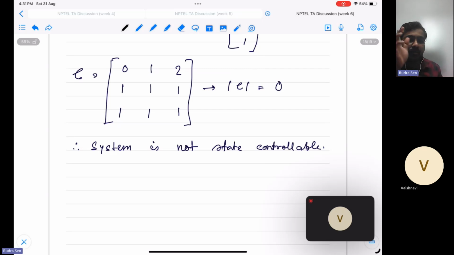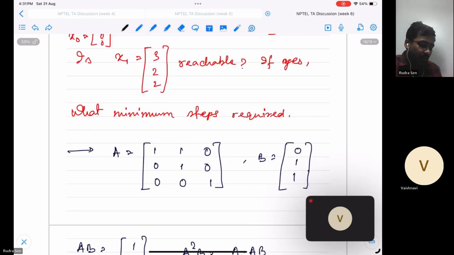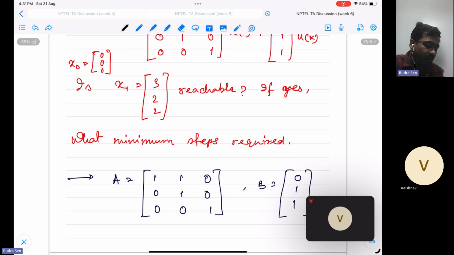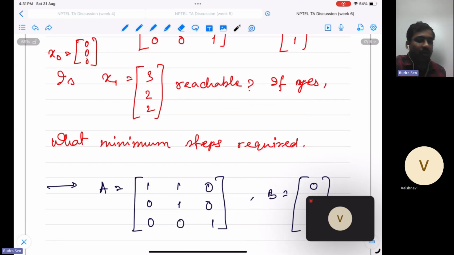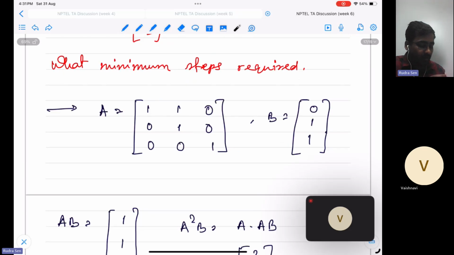So that means, does that mean we cannot reach this state from here? Does that mean we cannot reach x0 from x1? No, this is not the case. If the system is fully controllable, that means whatever the value of x1.